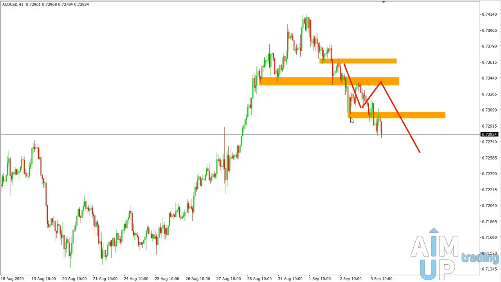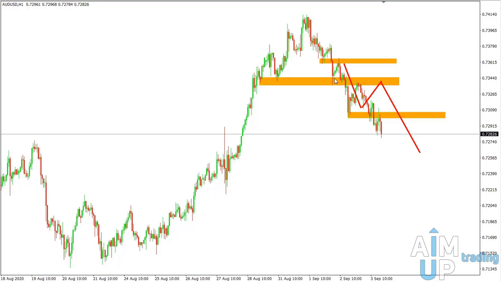So you see the price broke this area. You see we have two bottoms. The price tried to go back up. It couldn't go up, and then broke again this area, made the retest, and now it keeps going down. So that was another opportunity for us to enter.